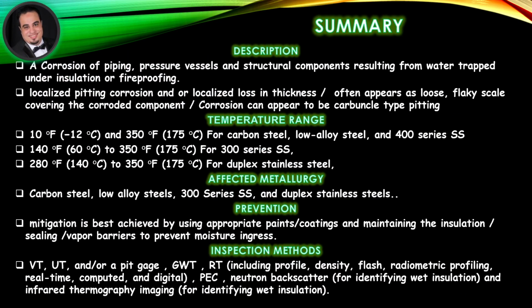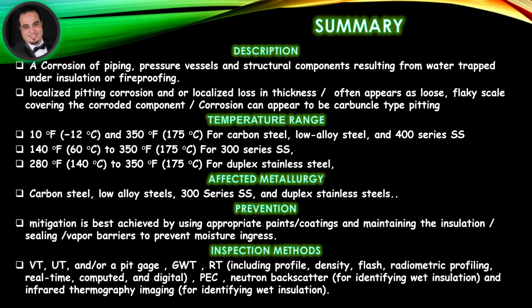Summary. Description. A corrosion of piping, pressure vessels and structural components resulting from water trapped under insulation or fireproofing. Localized pitting corrosion and/or localized loss in thickness. Often appears as loose, flaky scale covering the corroded component. Corrosion can appear to be carbuncle-type pitting.